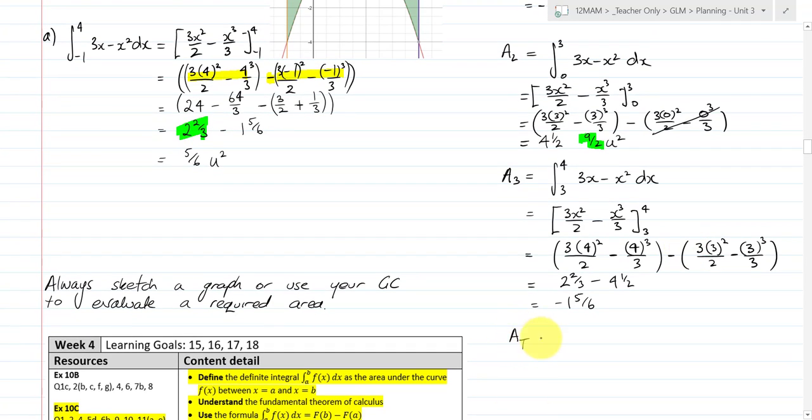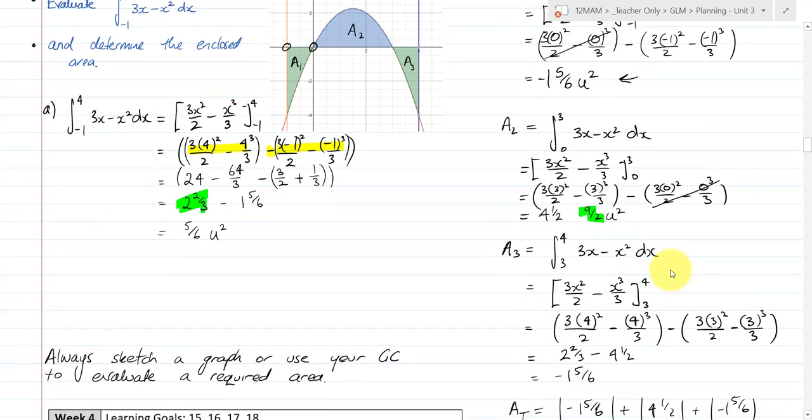This means that the area total is equal to the sum of those, but we have to negate the negative areas. So we can use an absolute value sign to do this. 1 5/6 plus 4 1/2. Let's do mixed numbers. 4 1/2, and then plus negative 1 5/6, negated, and that's equal to 8 1/6 units squared.